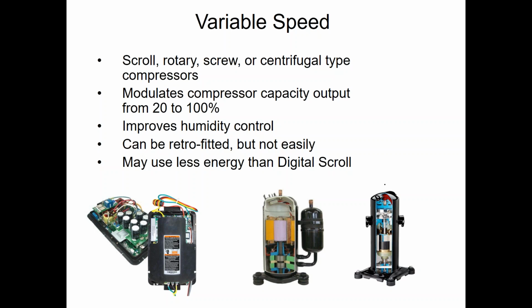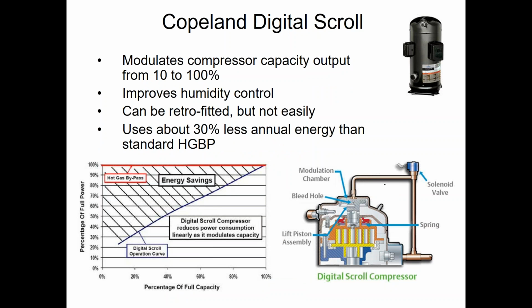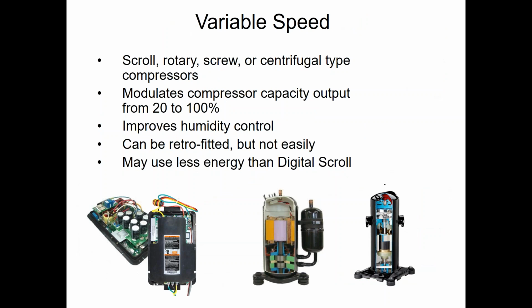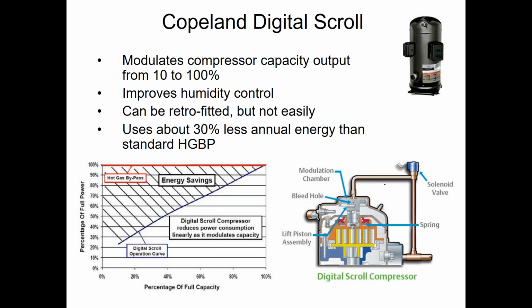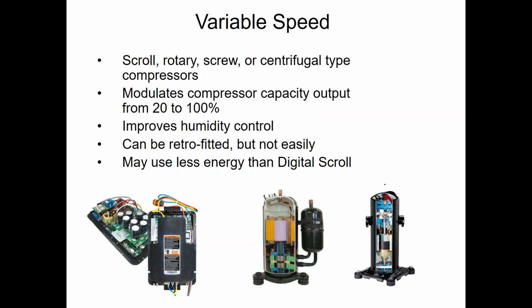It's more efficient, if you will. Although the digital scroll is pretty good, it's much more efficient than hot gas bypass for sure, as the chart was showing on this page. But an inverter would be even a little bit more energy savings. Not dramatic, but a little bit more. It doesn't usually have as good of a turn down as the digital scroll. In this case, these inverters can drive down to 20%. The digital scroll can go down to 10%. I don't know if that's a big deal or not, but that's a slight difference there.